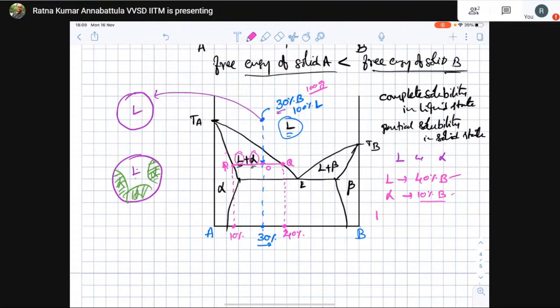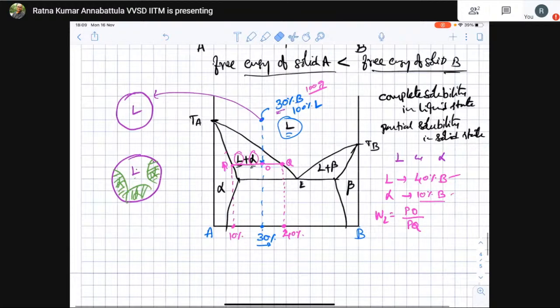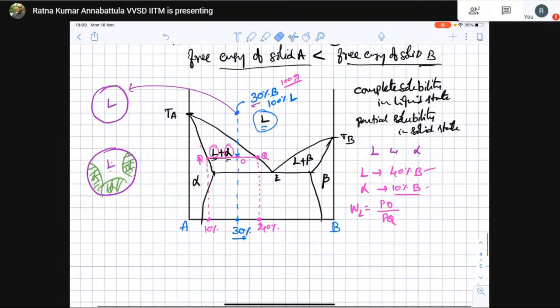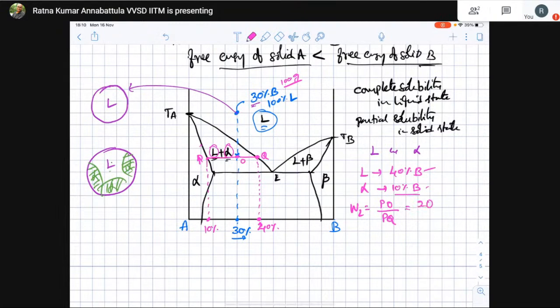So the weight of the liquid, I have actually shown the derivation in the class. So the weight fraction of the liquid will be PO divided by PQ. So PO would be what? 20 divided by PQ, which is 30. That is 2/3. That is 0.667. That means 66.7% liquid will be there.